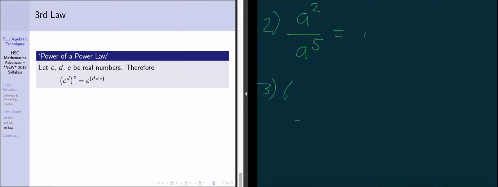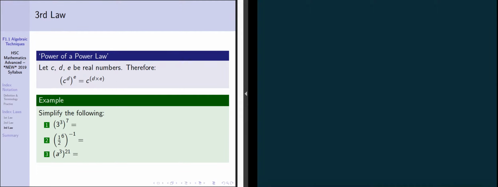So the power of a power law is basically when you have a base, so a number just raised to a number, and that whole thing is raised to another number. So we have, again, C, D, E are real numbers. We have C raised to the D power, and then raised to the E power. And then this law tells us that to simplify this, this is just C raised to the D multiplied by E power. So let's do some examples to get some practice and to understand what this means.